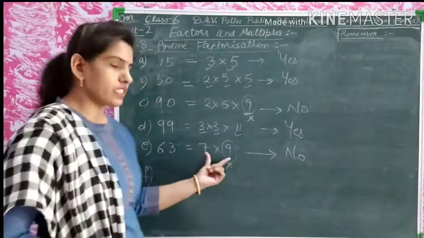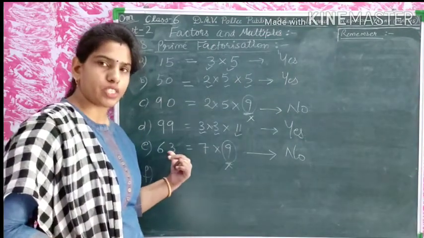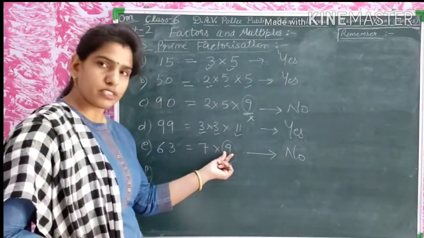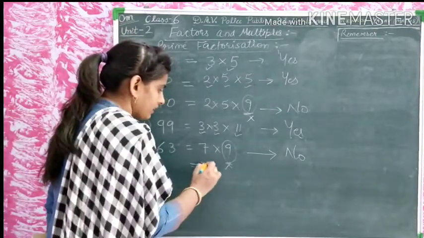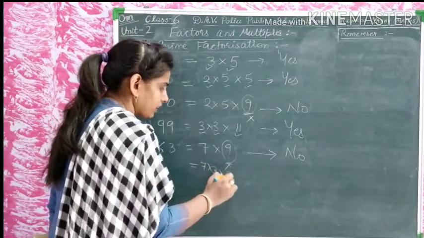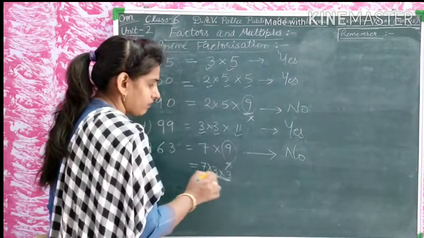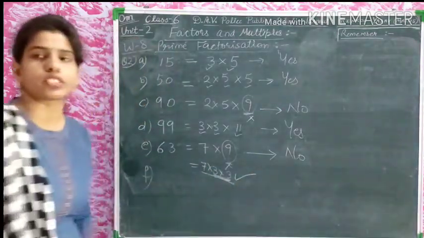Now, part F. What is the prime factorization of this number 63? Yes. Factorize this number into prime factors. We can do it. We will find here 7 into 3 into 3. These 3 3s are 9 here. This will be the prime factorization of 63.